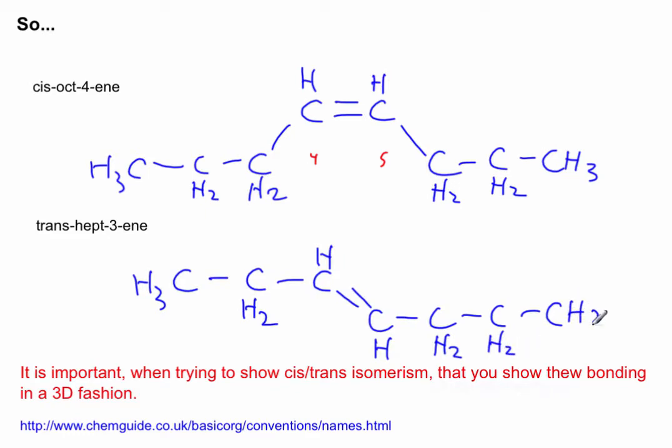So a couple ways you can show three-dimensionality, but as I said, you must show the three-dimensionality when drawing cis or trans. A straight chain, cis or trans, doesn't work. You cannot tell the geometry around the double bond, which is what you're trying to get across.